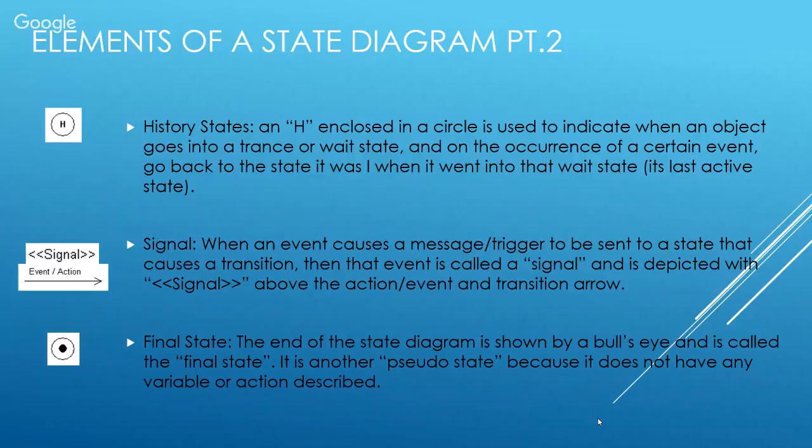Sometimes above the event, action, and transition arrows, you'll have the signal, which is an event which causes a message trigger to be sent to the state, causes a transition. And then at the very end, you'll have a bullseye for the final state. Once again, it's a pseudo state. There's no variable or action. It's just, that's the end.